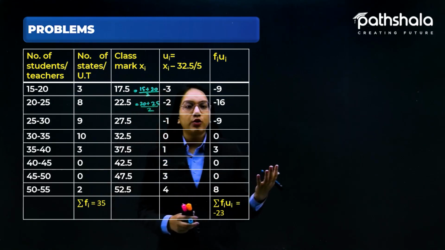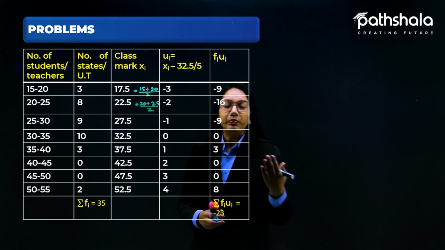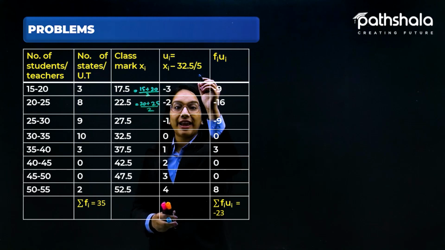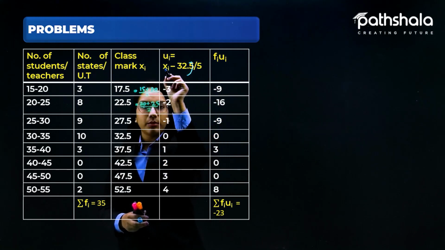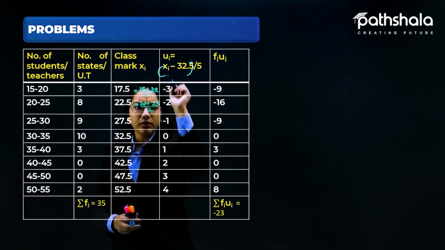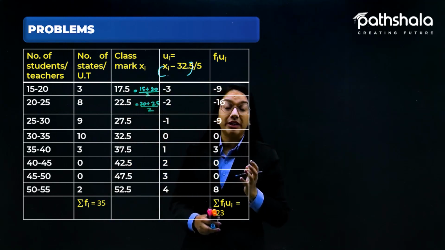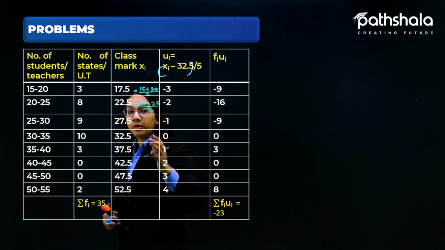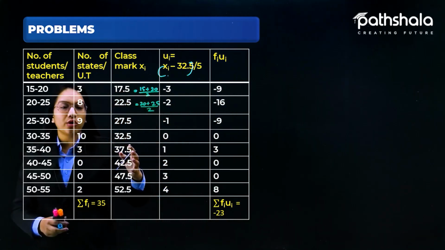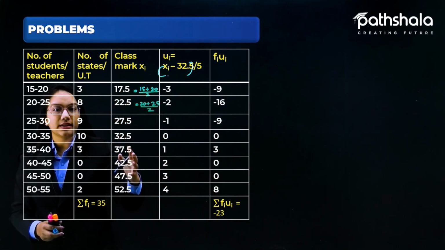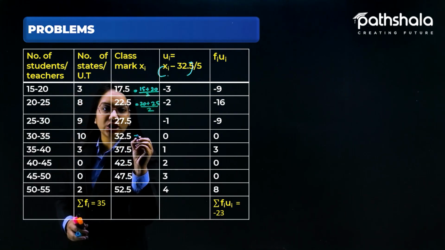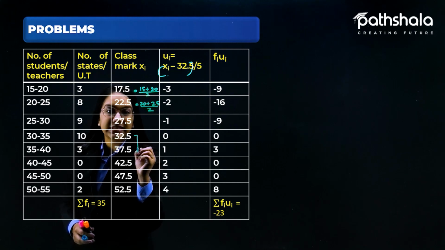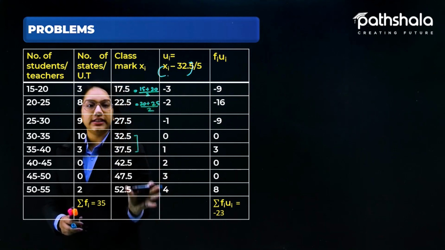Now we are moving on further towards the deviation, which is xi minus A. So what is A? A is the assumed mean. Let's find out the value of the assumed mean. Here the assumed mean is the central value, or the value which is at the center in between all the xi's. We can see that these two values are in the center of all these xi.